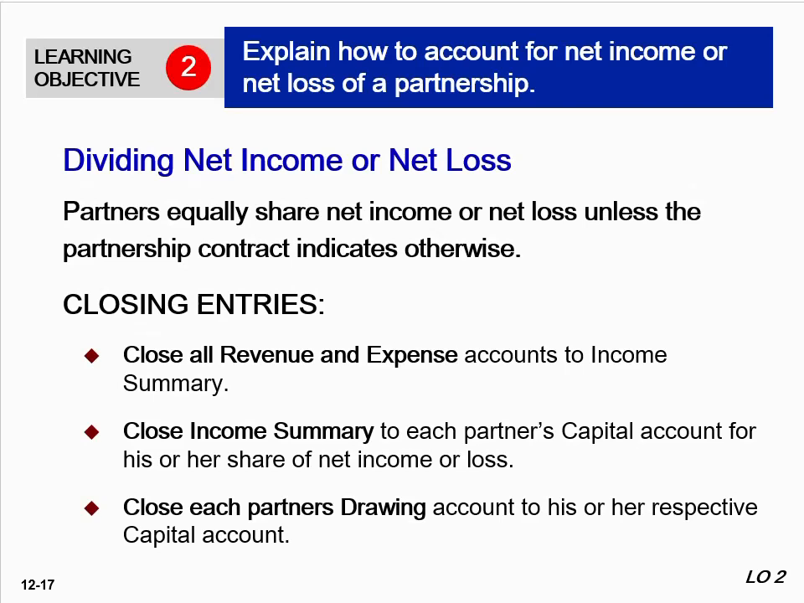So the income summary account, we will close it to each partner's capital account because we will distribute profit or loss to the partners. Also, if there are some drawings done by partners, we're going to close these drawing accounts as well.